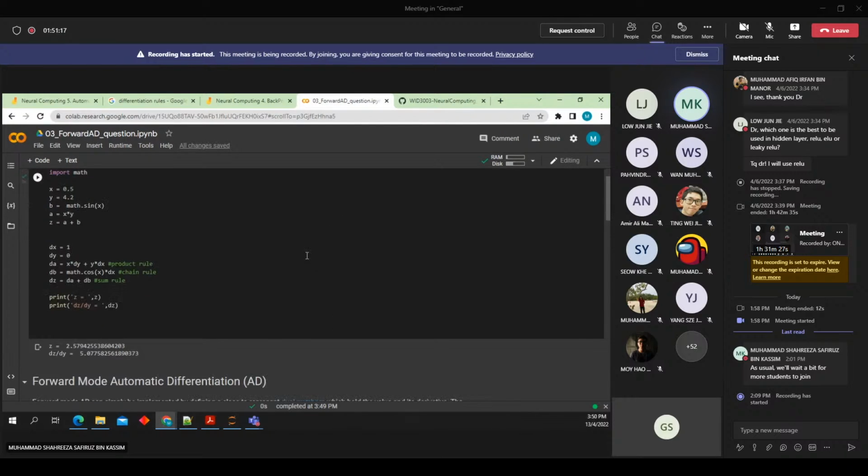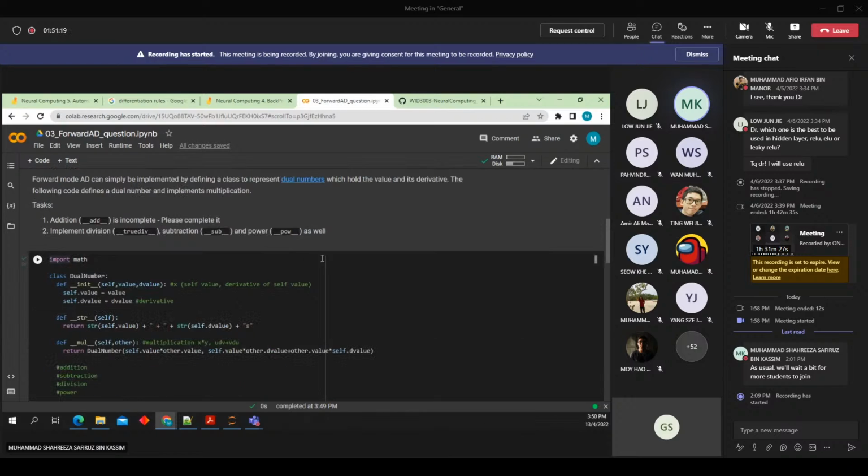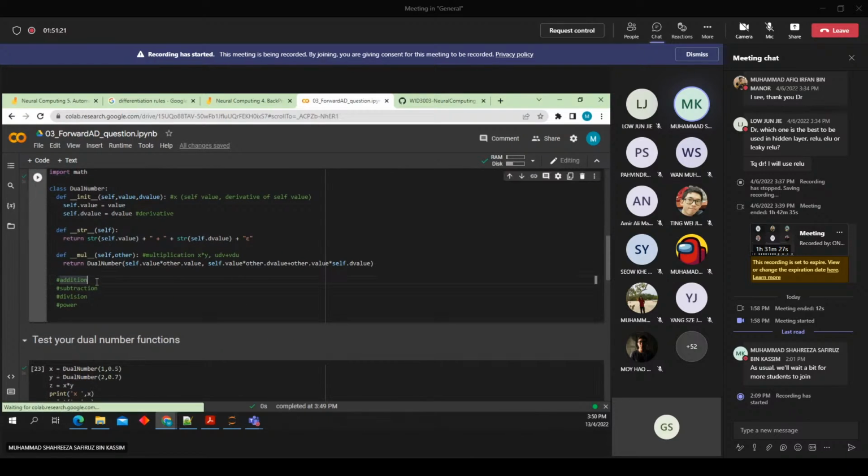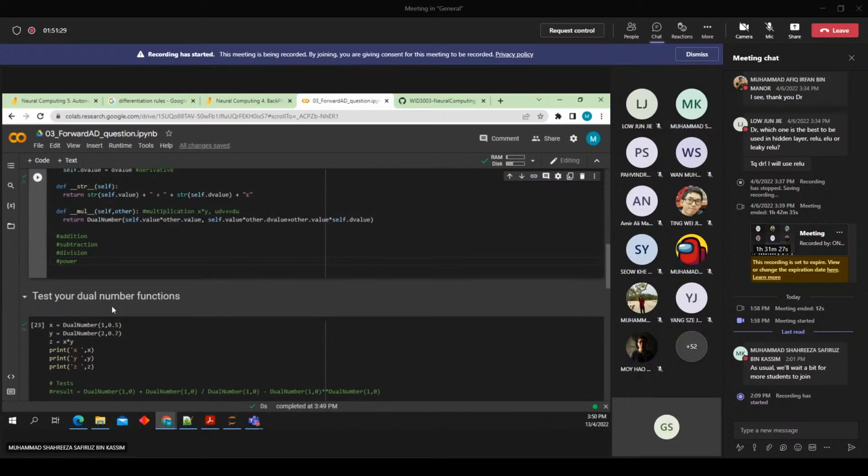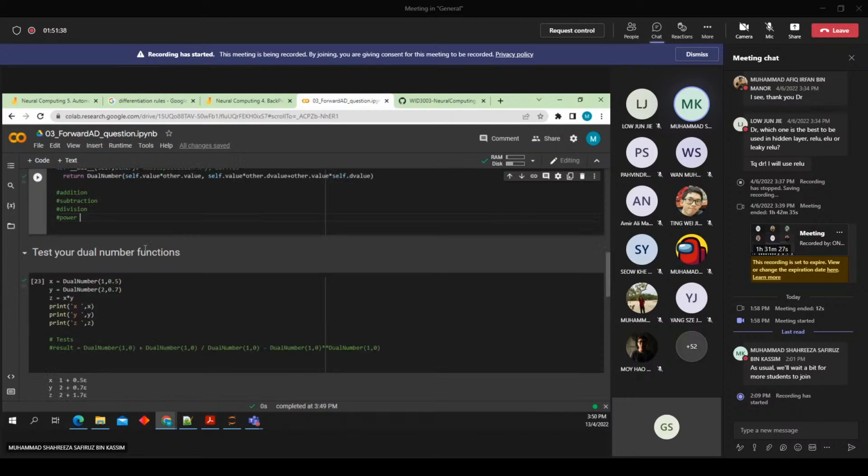So hopefully you're okay with the dual number, right? You are able to define the addition operation, the subtraction, the division, and the power. The power is a bit tricky, right? We only have 10 minutes left. I'll probably do this during the tutorial. We'll revisit this during the tutorial as well.